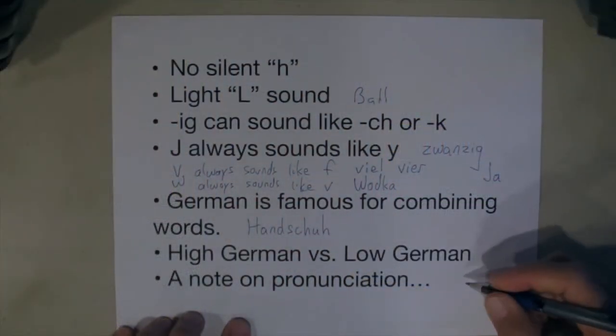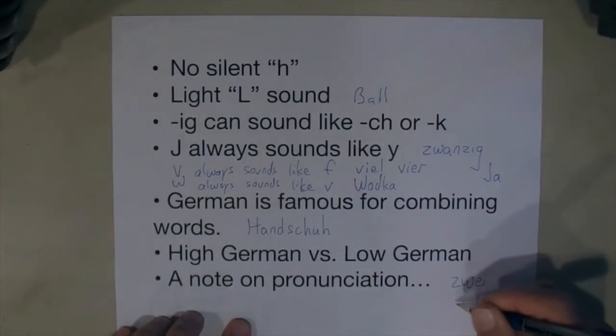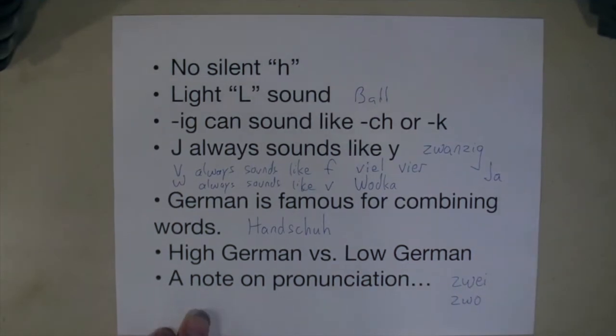That's High German. You will hear some Low German words, and probably the biggest one that you'll hear is the number 2. The High German is zwei. Low German is zwo. So you will hear this zwo. I guarantee you, you're going to hear it a lot, as a matter of fact. So just understand that it's going to come across. Okay.